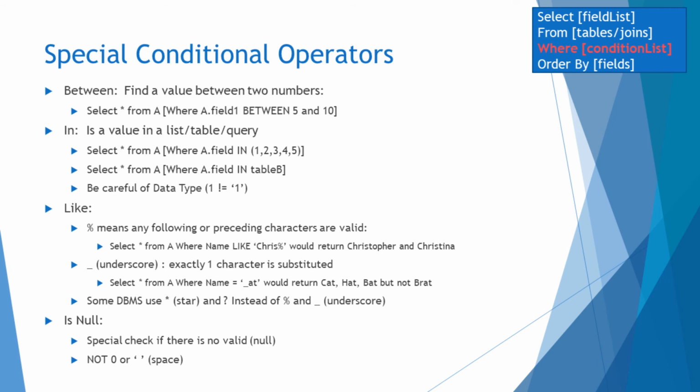Again, depending on your DBMS, sometimes they replace the percent sign with a star wildcard, and the underscore with a question mark for a single character substitution in like. SQL Server uses the percent and the underscore, so those are fine. But just remember, if you are working with other DBMSs in the future, that might come up. We also have the concept of is null. As you saw in the previous examples we showed you, if you did an outer join query, you might end up with some null values.